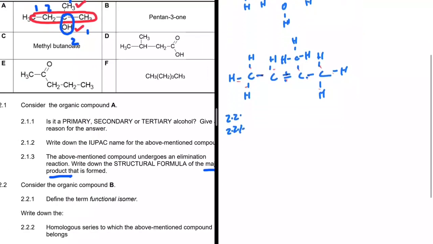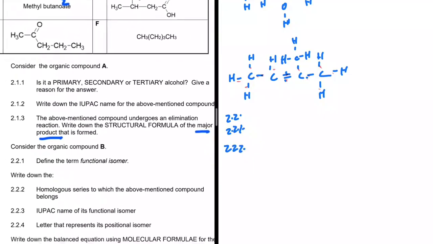2.2.1. Consider the organic compound B. Define the term functional isomer. Okay, so compound B is pentan-3-one, so that is a ketone. But the question wants us to define the term functional isomer, so let's do that. Functional isomers are organic compounds with the same molecular formula but different functional groups. That is a functional isomer.